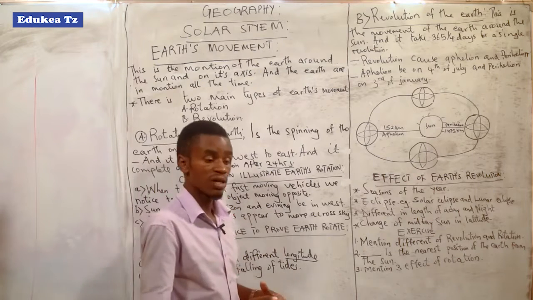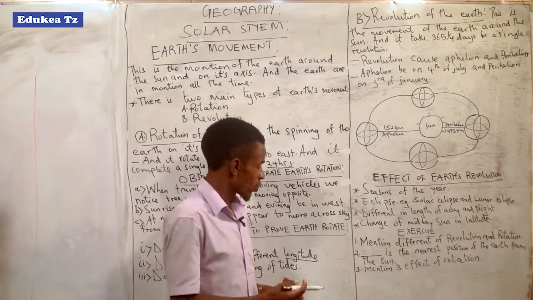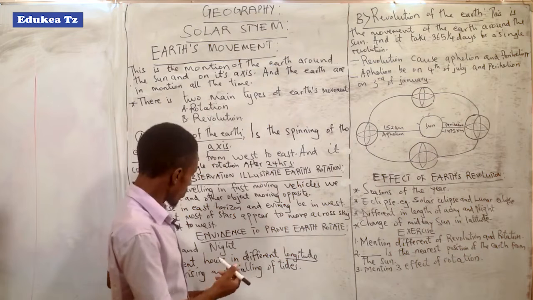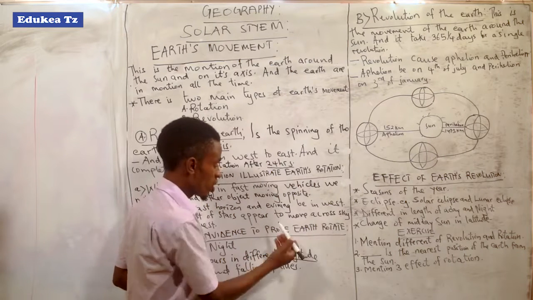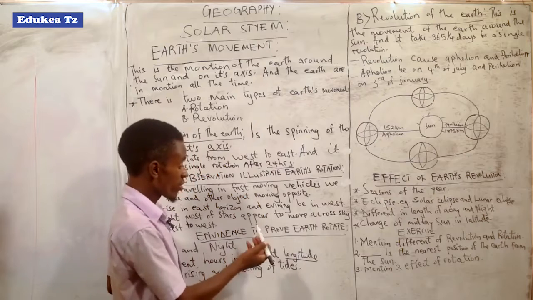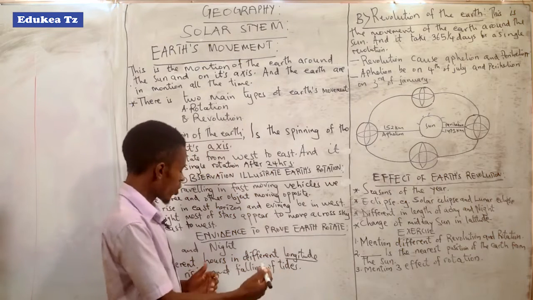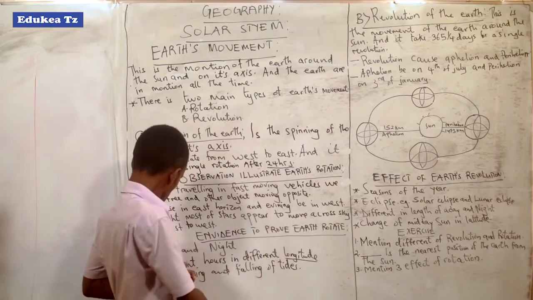Somewhere it may be 7 o'clock, but in another place it is 8 o'clock. So it depends on the difference of time. The last point is the evidence to prove the Earth rotates. What are the things which can prove that the Earth is rotating? No, not from one point to another, but rotating on its axis.